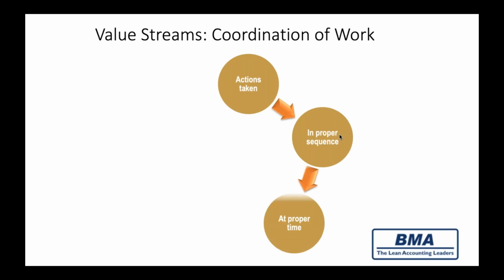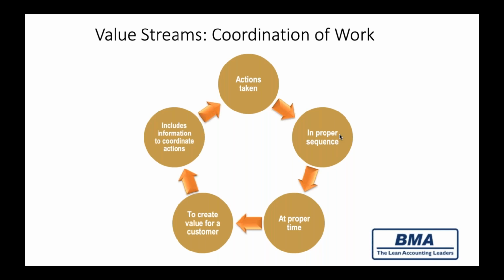So what's a value stream? Because we're going to be talking about the value streams in accounting. The best way to think about a value stream is that it's the actions taken in the proper sequence at the proper time to create value for a customer, and it includes the information to coordinate these actions. And in a value stream, there's some input and there's some output. In manufacturing, it is a customer order, and then you take that customer order, you actually produce the product, then you deliver the product to the customer. That's the idea of a value stream.